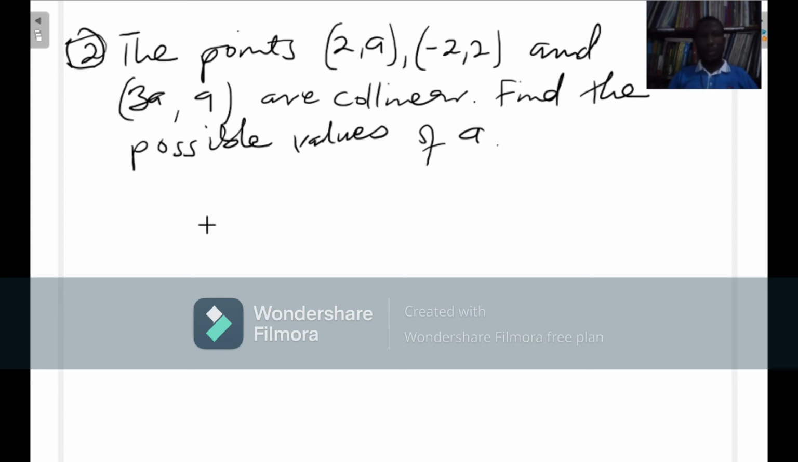Because we are told that these 3 points are collinear, we are just going to work the gradient of 2 of them at a time, and then after that we equate them and make a the subject. That's what we are going to do. We are first going to let the points be A, B, and C respectively so that we can use them to work.